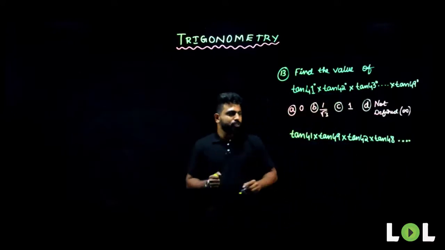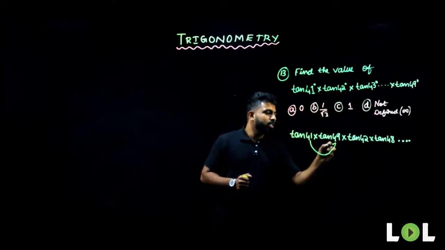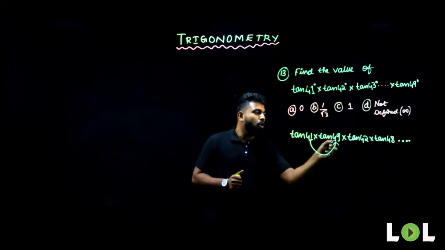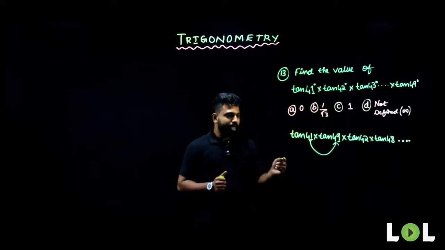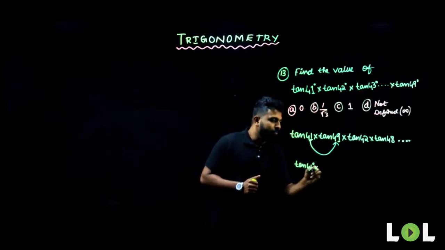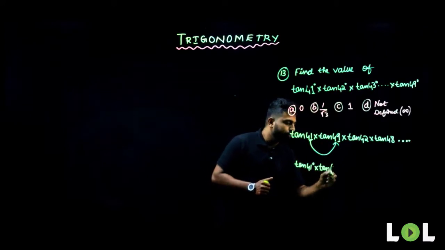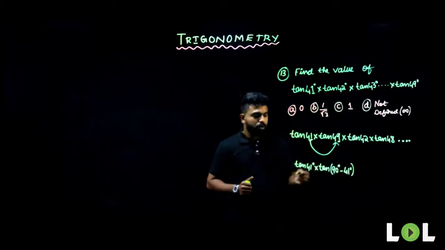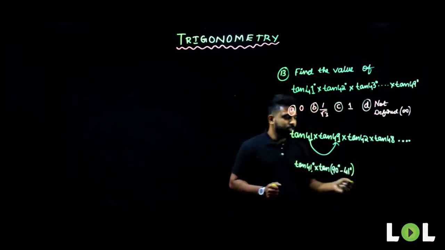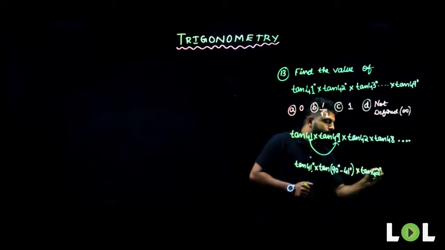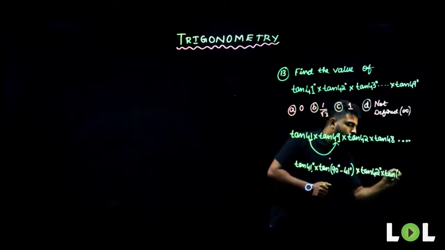So now look at these two terms here, 41 and 49. What is the sum of 41 and 49? 41 plus 49 gives me 90, meaning they are complementary angles. Since they are complementary angles, I'll keep tan 41 degrees as it is and I'll write tan 49 degrees as tan of 90 degrees minus 41 degrees. Because they are complementary angles, I can directly write it as tan of 90 minus 41 into tan of 42 degrees into tan of 90 degrees minus 42 degrees.